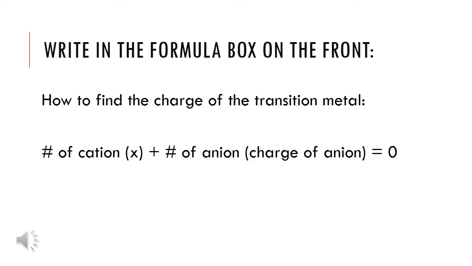Here's what you're going to do. The number of the cations times X, where X is our charge, plus the number of the anions in the formula times the charge of the anion has to equal 0, because we know that our ionically attracted compounds are neutral, meaning there are the same number of positives as there are negatives. So this is the formula we're going to use to help us find the name if we're given the formula.